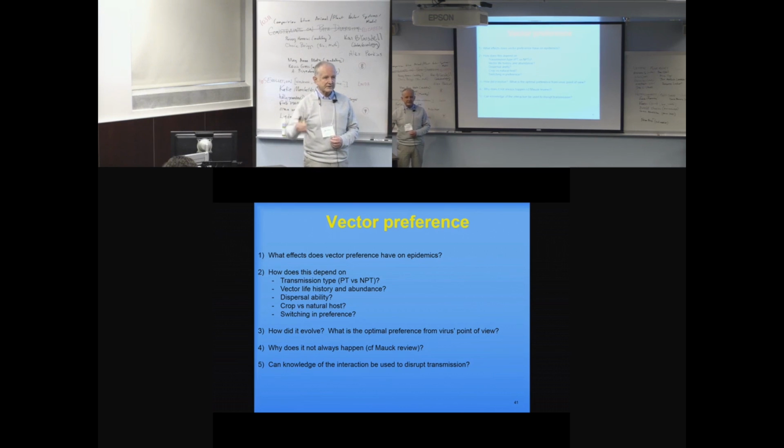So can it switch from a preference for diseased plants, which is often the claim, to then a preference for healthy plants? Because obviously it will be to the virus's advantage to do that. And if it is the case, how would you incorporate a switching mechanism in a model? Would you go for a population-level model or an individual-based model of one form or another? I don't know. But some more interesting questions. How did that evolve? Why does it not always happen? And it's certainly the case that it doesn't always happen. And can knowledge of this interaction be used to disrupt transmission for management purposes?